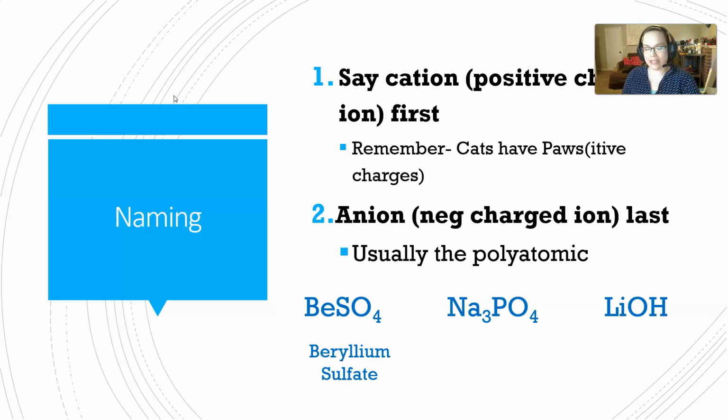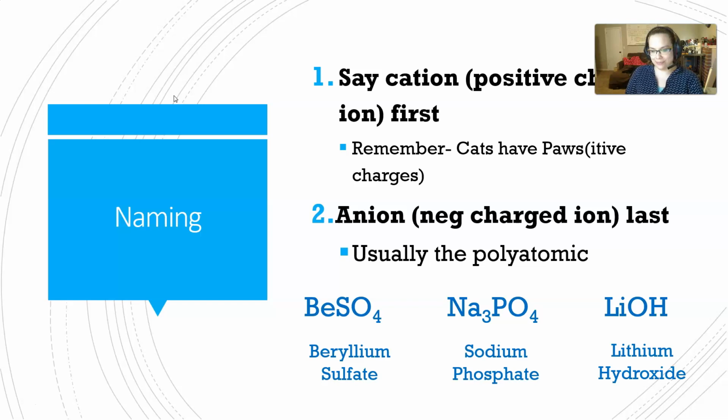The second one is sodium, and PO4 is phosphate, which means that one's going to be sodium phosphate. The last one, LiOH, well, the positive ion is going to be lithium, and then OH, if you look on your chart, is OH minus, so it's going to be lithium hydroxide.